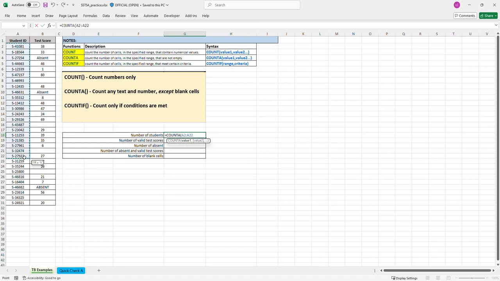And we put in the cell ranges here, and it will automatically be entered here. So we put the bracket and close it. So we get 30 students here.